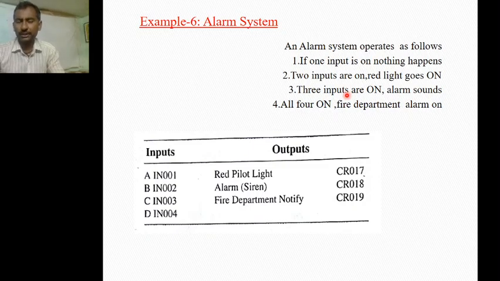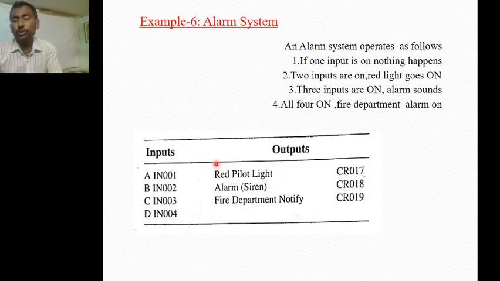So here we have four inputs, because four inputs can be on. Those four inputs can be represented with IN001, IN002, IN003, and IN004. If one input is on, nothing happens, so we cannot consider that as an output.